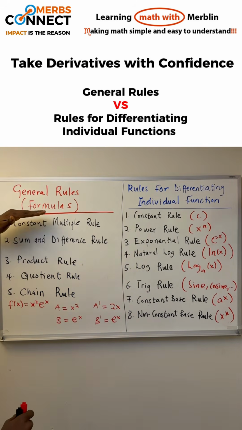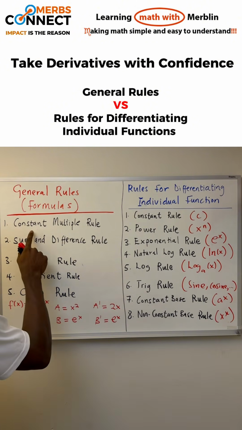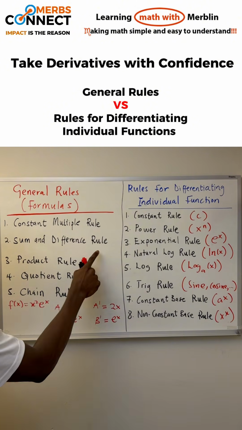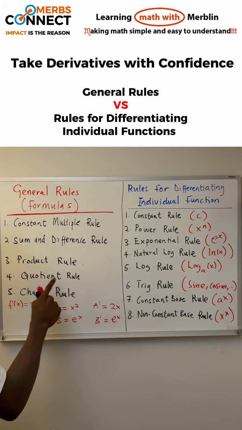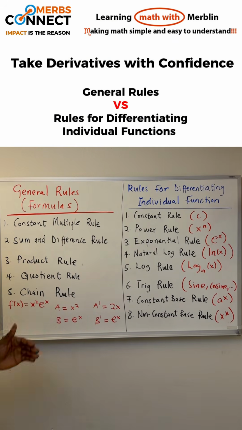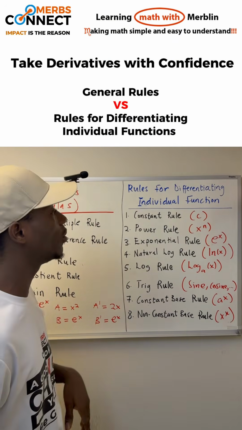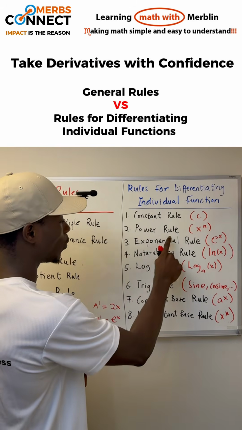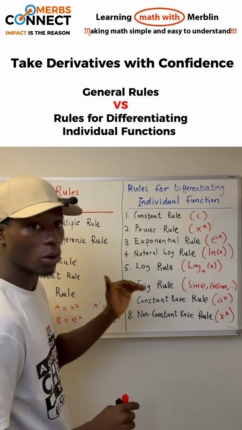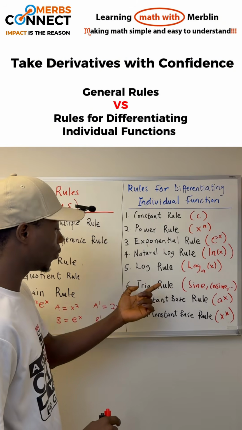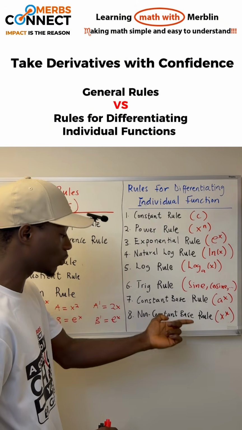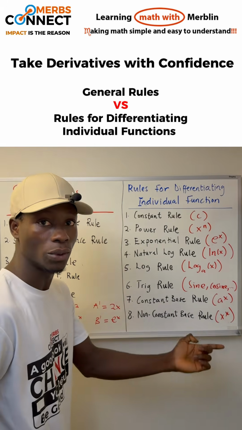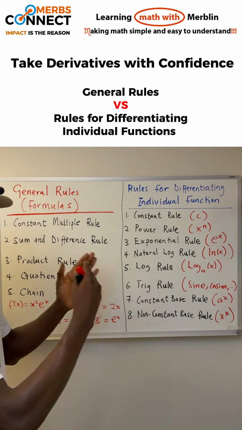The general rules, I call them formulas, and they consist of the constant multiple rule, sum and difference rule, product rule, quotient rule, and then the chain rule. And the rules for differentiating individual functions consist of the constant rule, power rule, exponential rule, the natural log rule, the log rule, trig rule, constant base rule, and non-constant base rule. So these are the two rules that I discovered.